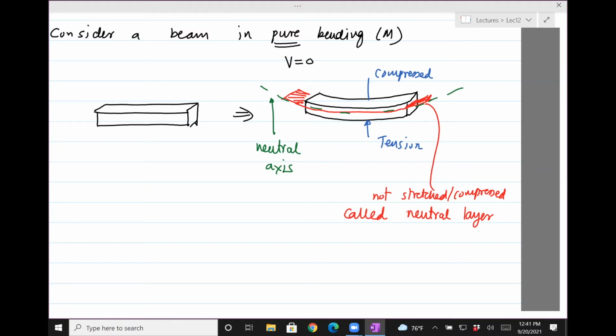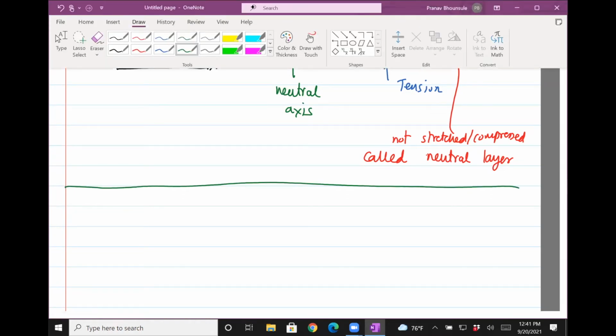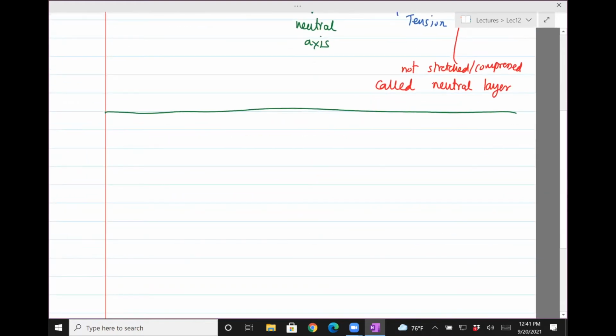Okay, so now with that, let's see how we can go from M to stress, because that's what we are trying to do here, right? So once we know stress, then we can use Mohr's circle. So I'm going to show you how to relate M with normal stress sigma. So we have this beam. I hopefully convinced you that there is a layer which is unstretched, called the neutral layer.